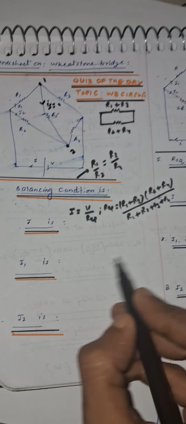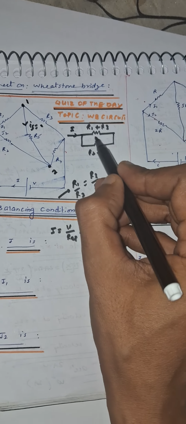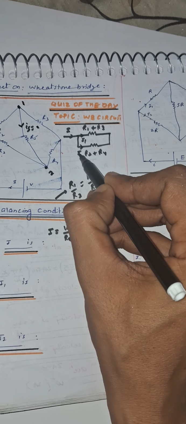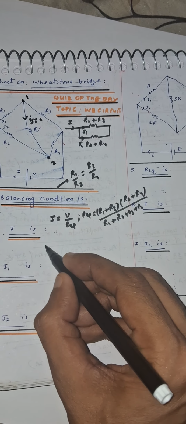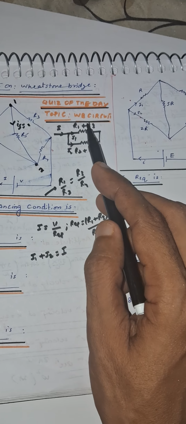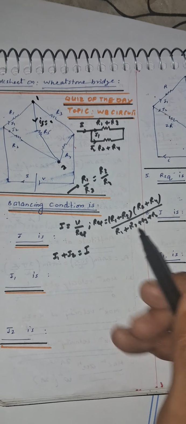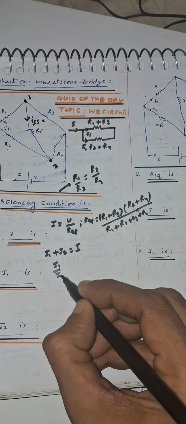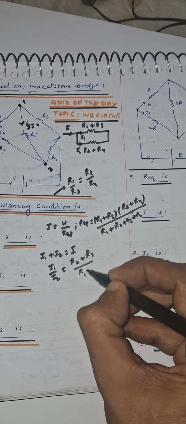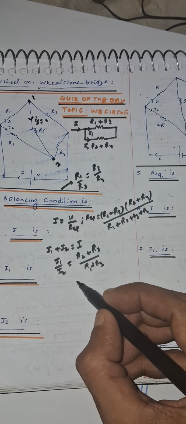Then we need to find I1. Suppose the total current is I. Let us say the current here is I1 and here the current is I2. We need to use two equations. The first one is I1 plus I2 is equal to I, and second, these two branches are in parallel, so current will be distributed in inverse ratio of resistances. So we have I1 by I2 is equal to R2 plus R4 divided by R1 plus R3. Using these equations, we can eliminate I2.